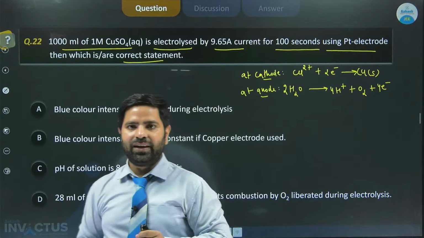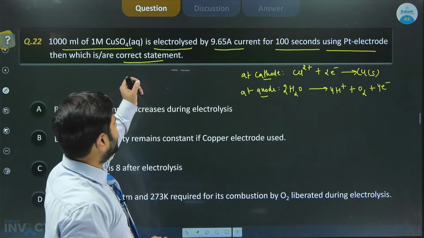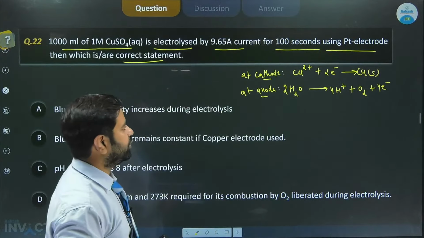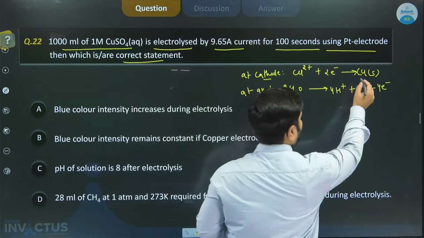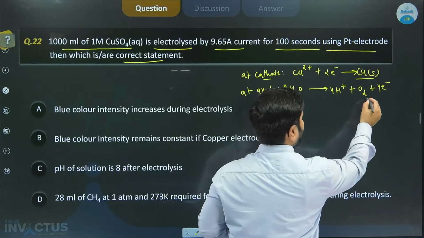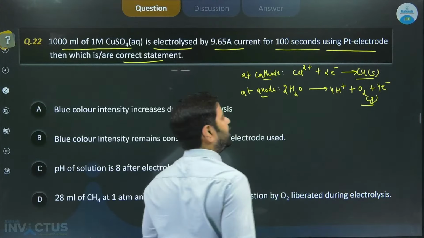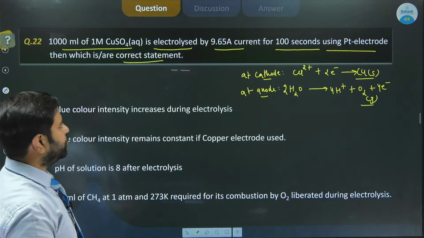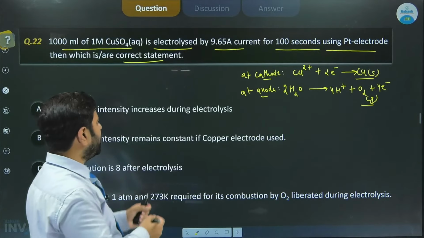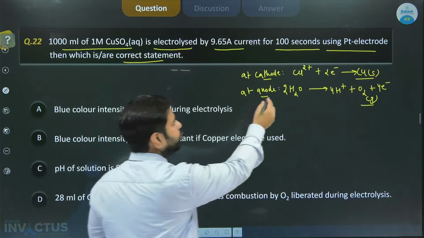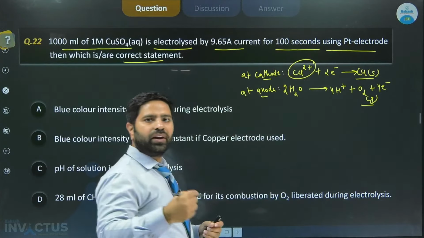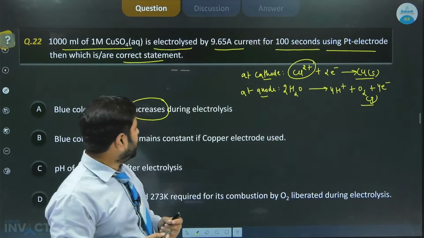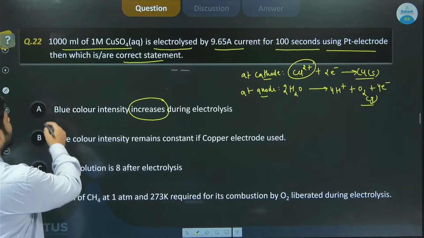So these are the electrolysis products obtained on the electrolysis of CuSO4 when we are passing 9.65 ampere for 100 seconds. The product at the cathode is copper deposited, and at the anode O2 gas is released and H+ aqueous ions will be released. So, blue color intensity increases during electrolysis? No, the blue color intensity does not increase because Cu2+ is getting reduced here. The blue color intensity, which is due to the Cu2+ ion present in the solution, would decrease. Okay, so this is the incorrect option.